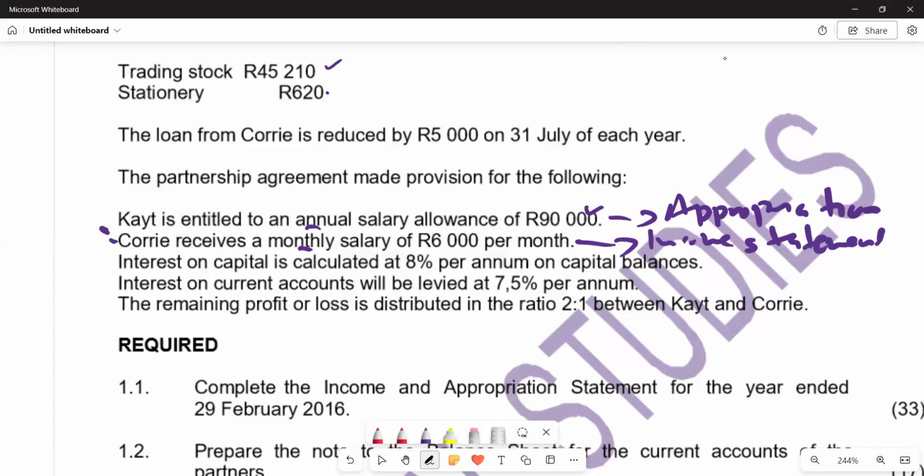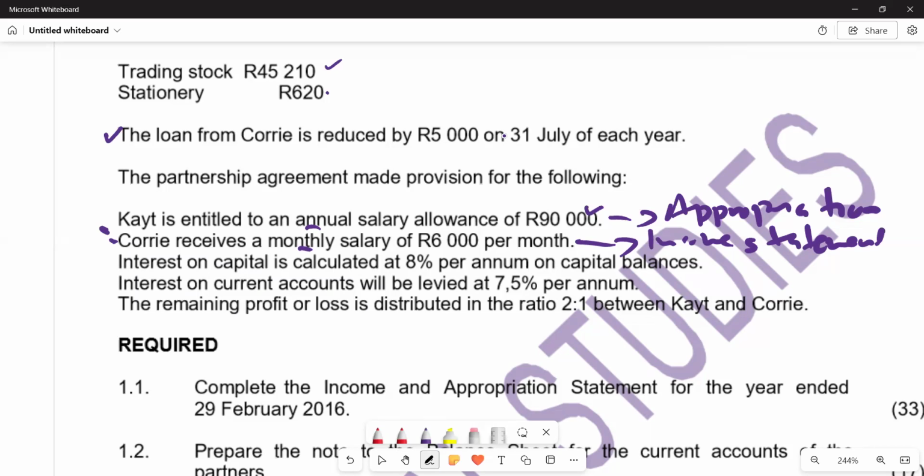So we also have interest on loan. If you come here, the statement is saying the loan from Corey is reduced by 5,000 on 31 July of each year. So it means we're going to calculate interest on loan before it was reduced, and then interest on loan after it was reduced, and then we can add the two interests to get the total for the year. We are told that on 31 July, that's when it's going to be reduced.